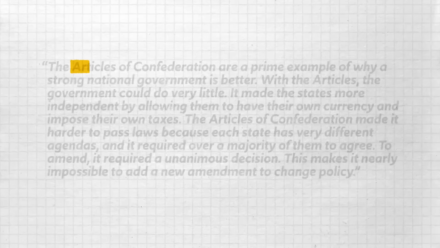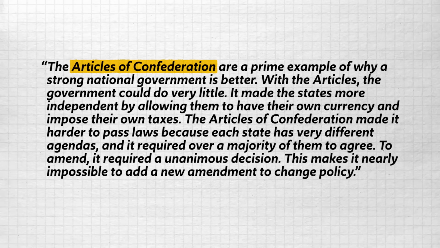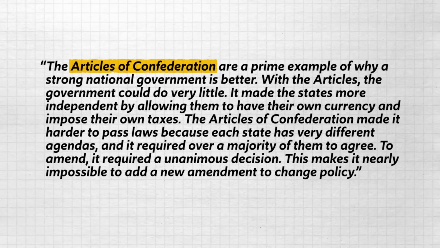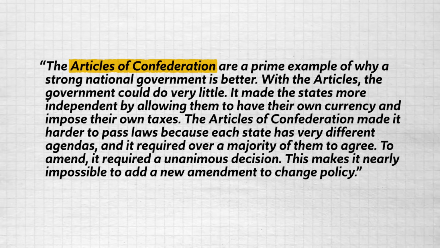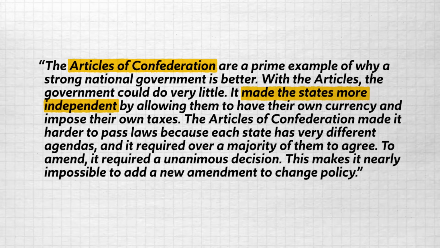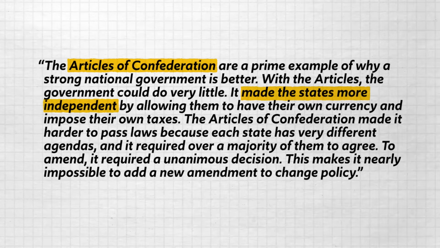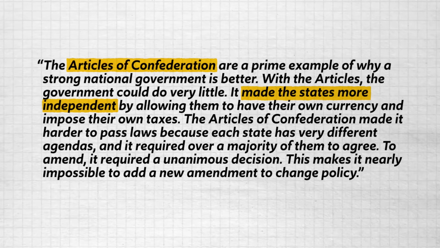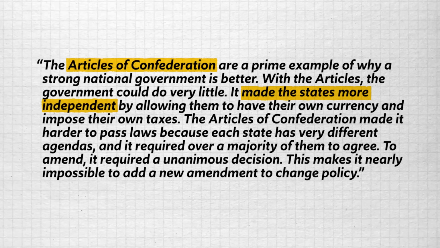So let me just give you a student example with the prompt that we've been using. The Articles of Confederation is a prime example of why a strong national government is better. Okay, I just named my evidence. With the Articles, the government could do very little. It made the states more independent by allowing them to have their own currency and impose their own taxes. There, the answer just explained what the government was like under the Articles, and now watch how it goes one step further and demonstrates how the evidence supports the thesis.